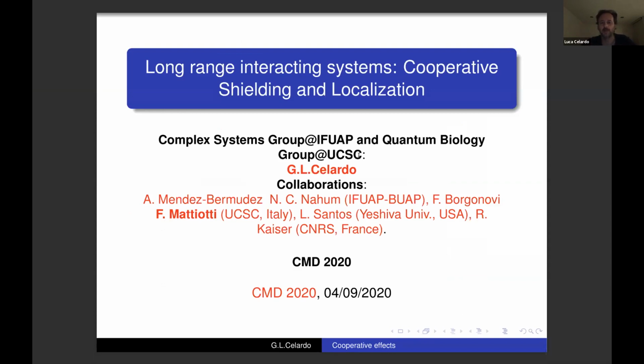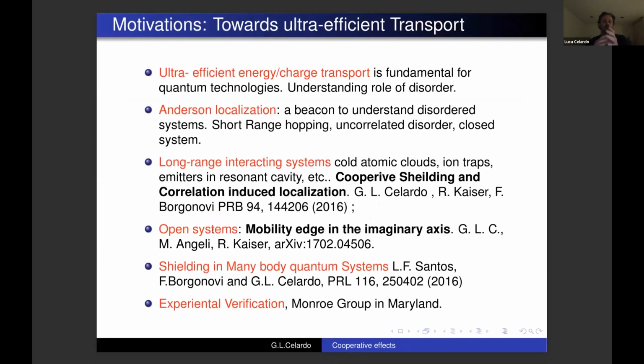I noticed that most of the audience is experimentalist, so I will try to stay simple. The main message of this talk and the following talk by Francesco Mattiotti is that we want to use long-range interaction to achieve efficient transport. We are going to talk about long-range interaction, what is cooperative shielding, and how it is related to localization and transport.